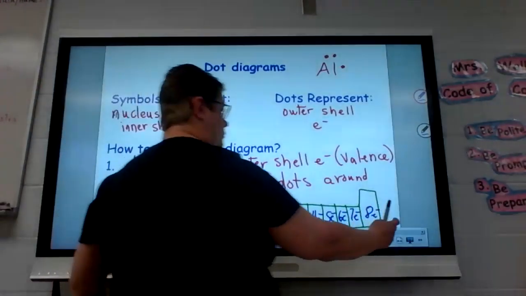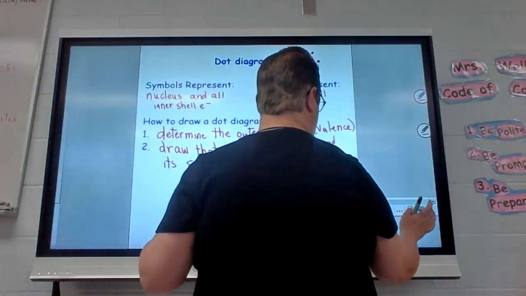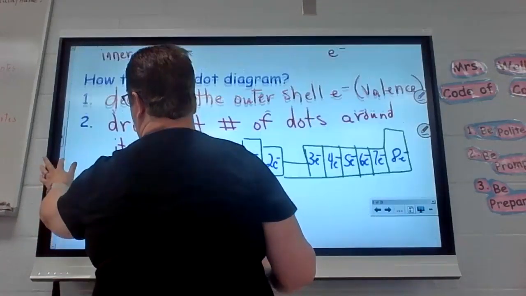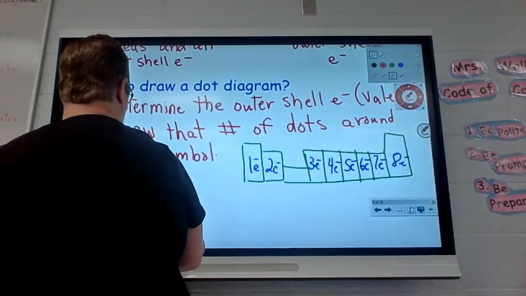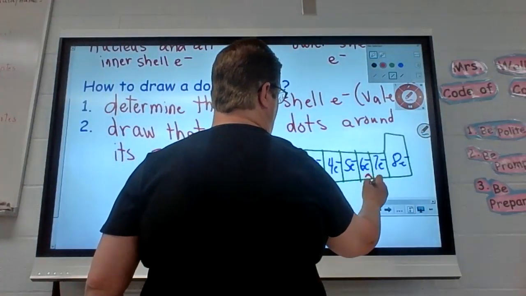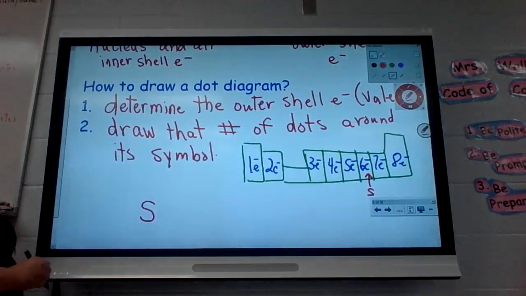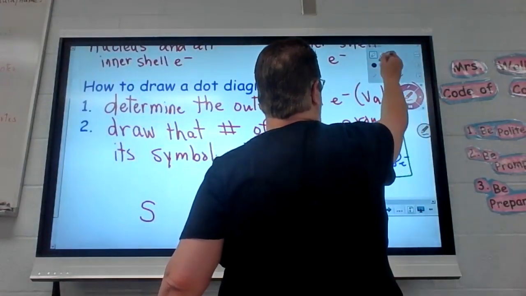So we can all leave this for a second, get rid of that. I'm going to change the orientation for a second, extend that. So we can all look up sulfur, okay? We can all say sulfur is right here, right? Yeah. And so sulfur would have how many electrons? 6.